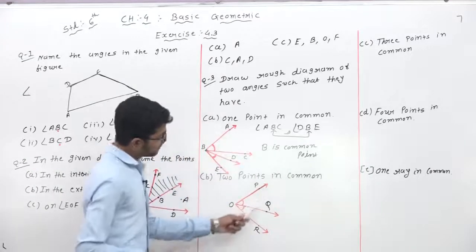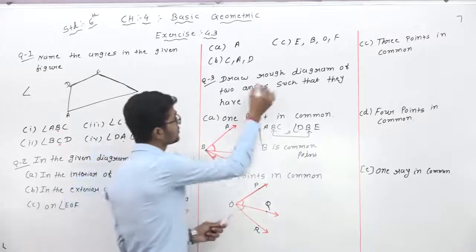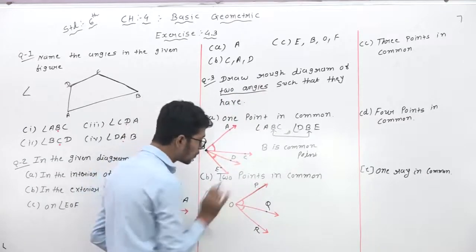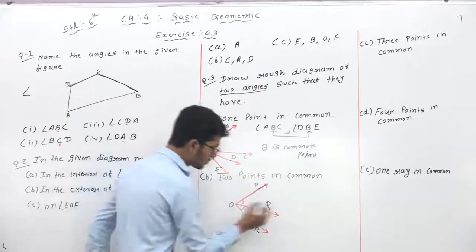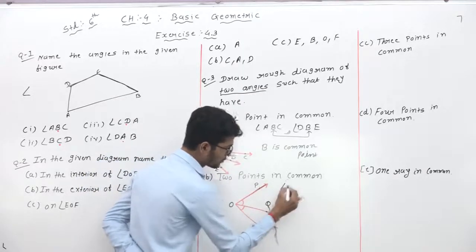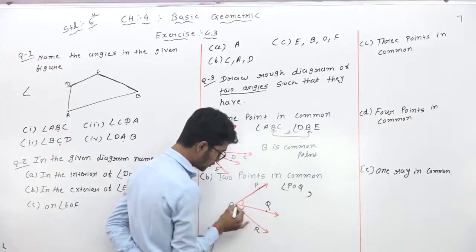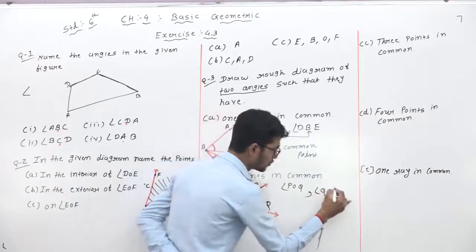So dear students, how many angles are different here? Two angles. So our first condition is two angles. The second condition is two points are common. So first of all write the first angle P, O, Q. Write down P, O, Q. The second one, suppose, is Q, O, R. Write down Q, O, R.